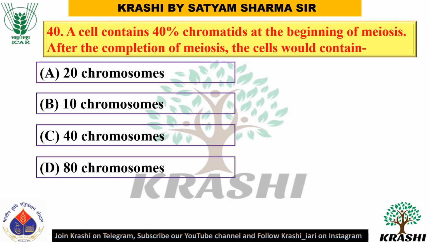Question number 40. A cell contains 40 chromatids at the beginning of meiosis. After the completion of meiosis, the cell would contain... So we see that 2 chromatids lead to 1 chromosome. This implies 40 chromatids will give rise to 20 chromosomes. And in meiosis, the reduction division occurs, so the haploid number will be 10. That is, the answer is 10 chromosomes.